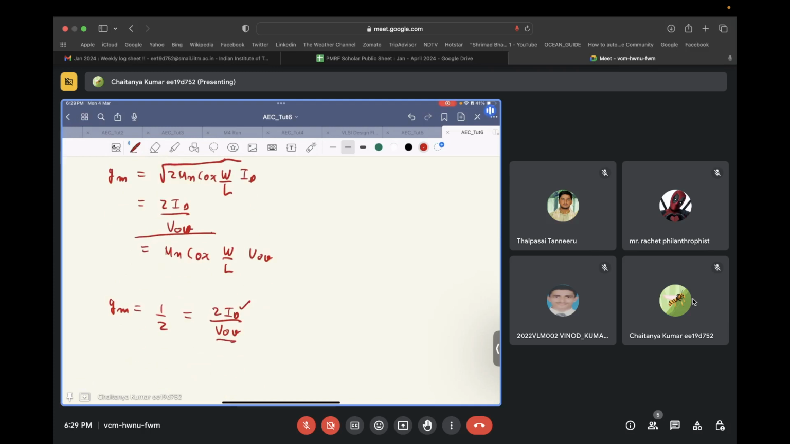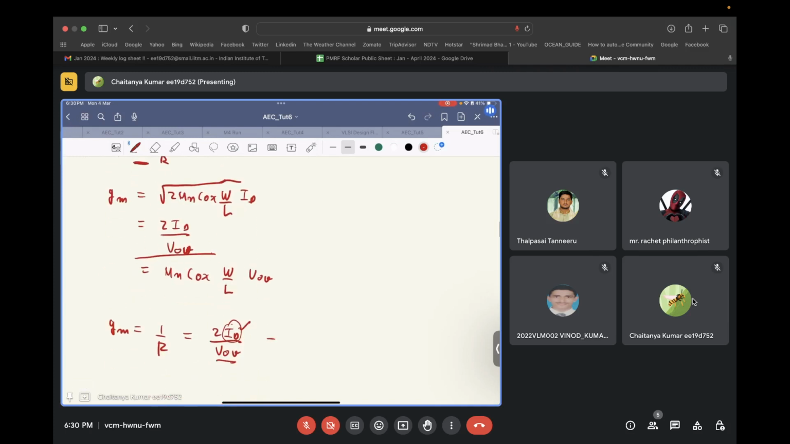V overdrive will vary in some particular fashion due to changes in the temperature, change in the mobility or the threshold voltage of the transistor. You need to vary the current ID in this transistor in such a way that your ratio of ID over V overdrive remains constant. So 2 ID over V overdrive is equal to 1 by R, where R is some external resistance. This is the fundamental that you need to maintain in this constant gm bias circuit. So from here you get ID is equal to V overdrive by 2R. This is the current that you need to generate.